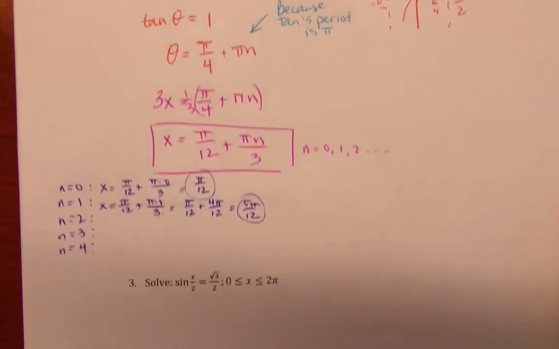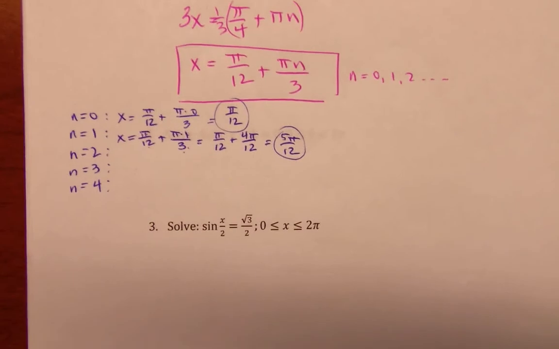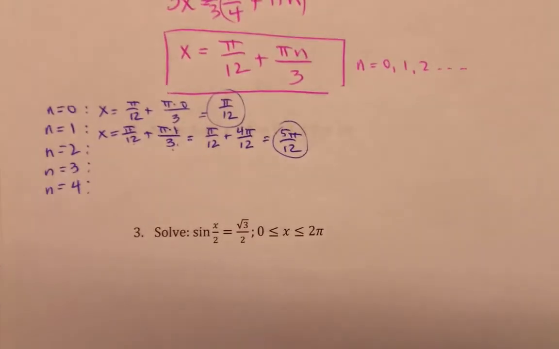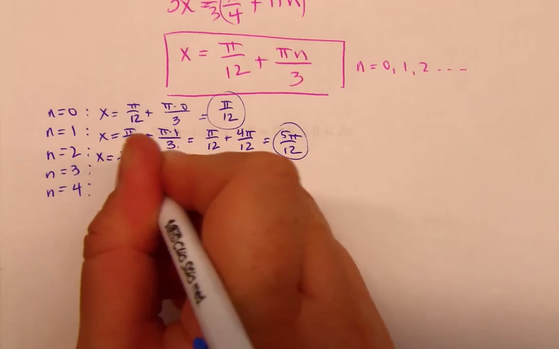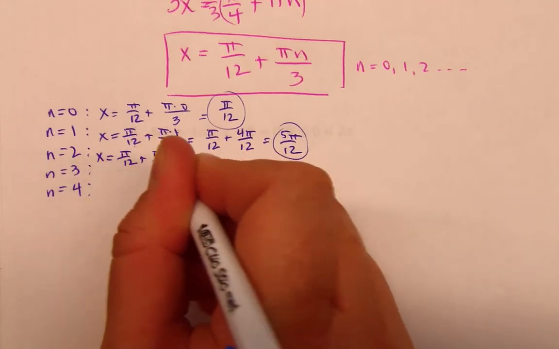Okay, so I'm going to zoom in on this part for a little while so you can see it a little bit better. And now let's go ahead and plug in 2. We have x equals pi over 12 plus pi times 2 over 3.